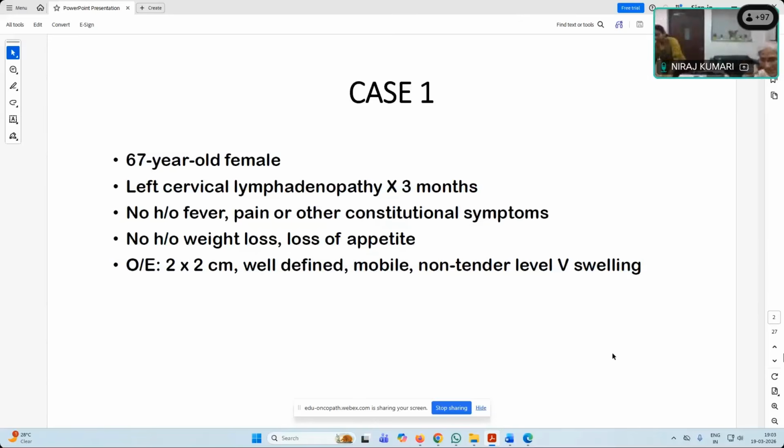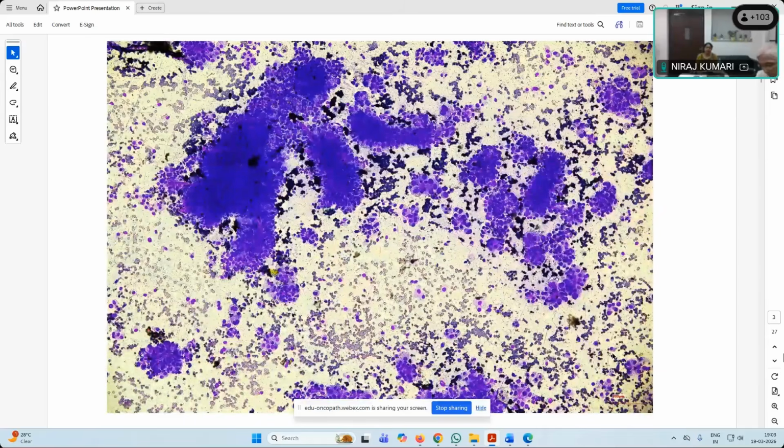This was a 67-year-old female, left cervical lymphadenopathy for 3 months, no history of fever, pain or other constitutional symptoms, and no history of weight loss or loss of appetite. So this was a 2 into 2 centimeter mobile swelling at the level 5 in the neck. So this is the history which has been given, and this is the low power view which has been given to you all.